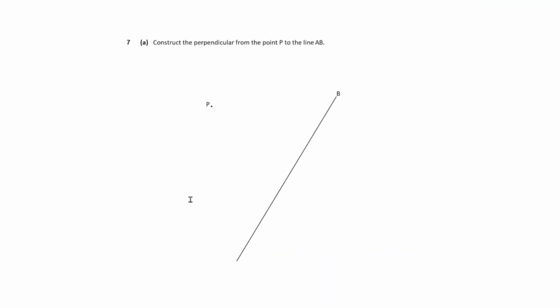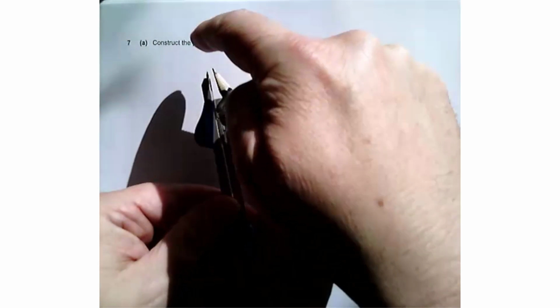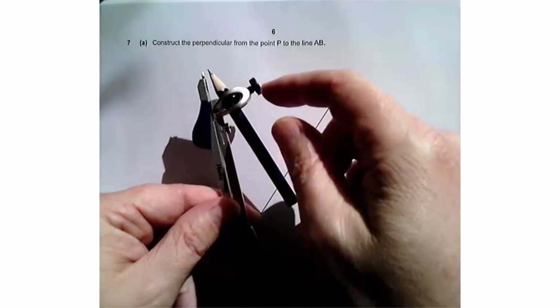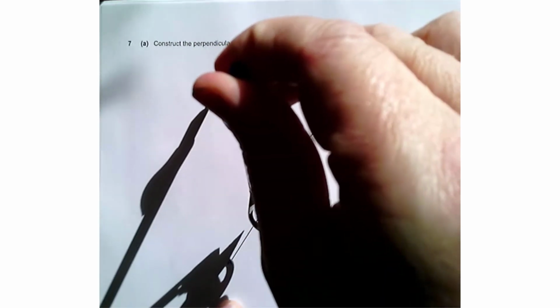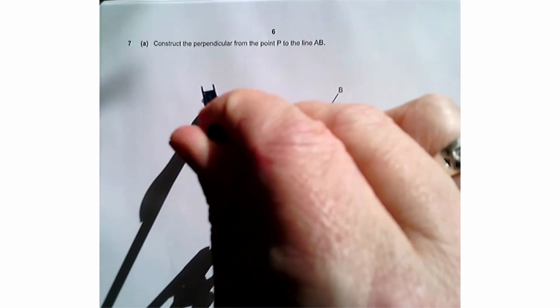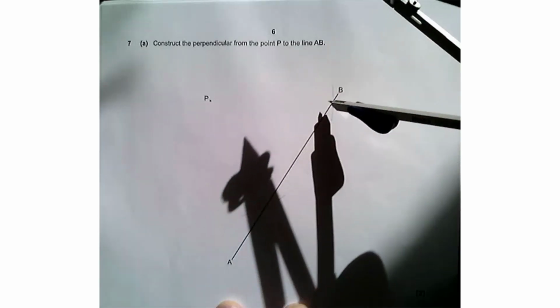Question 7, part A. Construct the perpendicular from the point P to the line AB. So you need a compass with a short pencil. Try and make sure the tip of the pencil and tip of the compass are in the same place. Make sure you've got a pencil which is small so you can fully rotate your hand. Now the first thing I'm going to do is mark 2 points on the line AB which are equidistant from the point P. Okay, so I've made 2 marks, there and there.